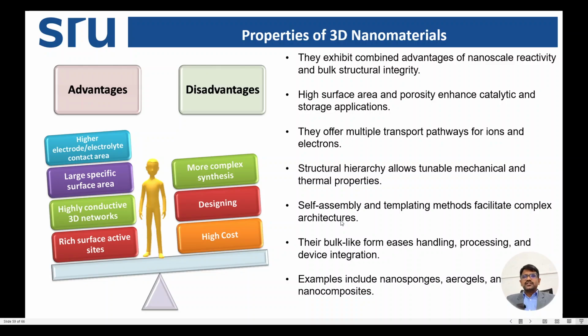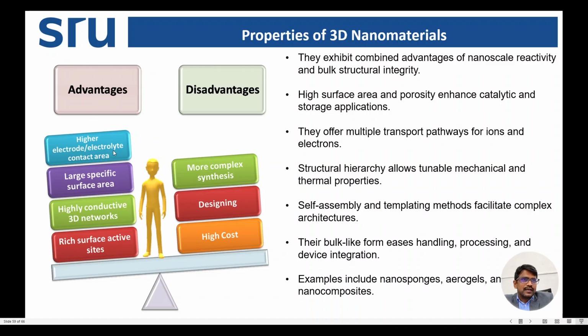Self-assembly and templating methods facilitate complex architectures. So we can make different nano-architecture 3D structures. Their bulk-like form eases handling, processing, and device integration. So processing and preparation are also a bit easier when compared to one-dimensional nanostructures. Examples are nanosponges and aerogels. We can see the images of 3D structures. Here in this image you can also see advantages and disadvantages.